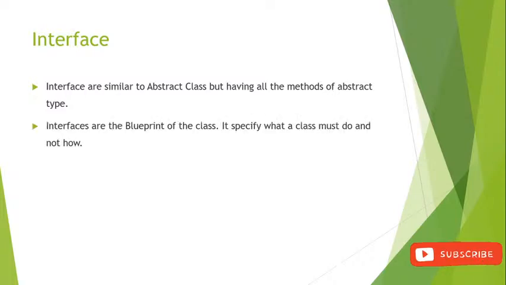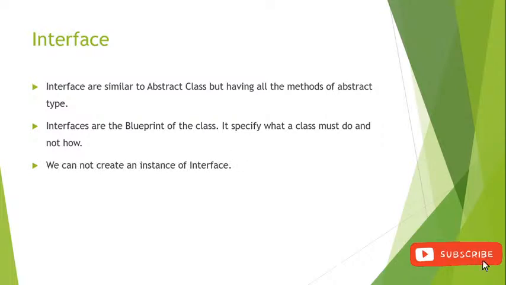Interfaces are the blueprint of a class. It specifies what a class must do and not how. It will tell the class what it has to do, but it will not tell how to do it. I will explain the meaning of this sentence when we see the program.